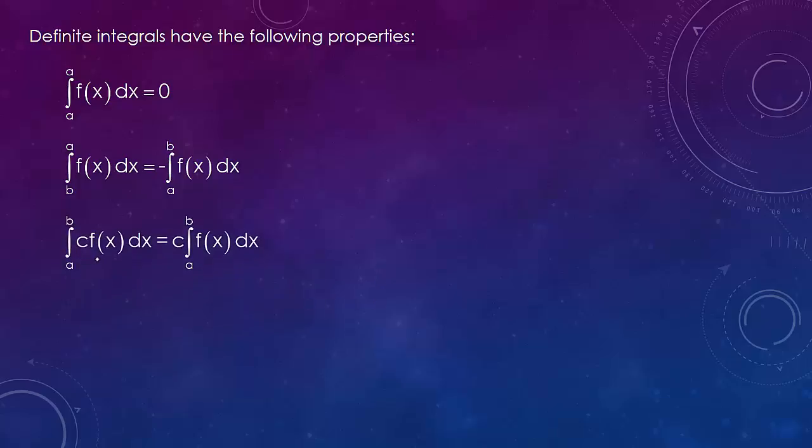This one here just says that if we have a constant multiplying the function, like a number, just 2 or something, we can slide it outside. It has to be a number, though. It can't be something to do with x.